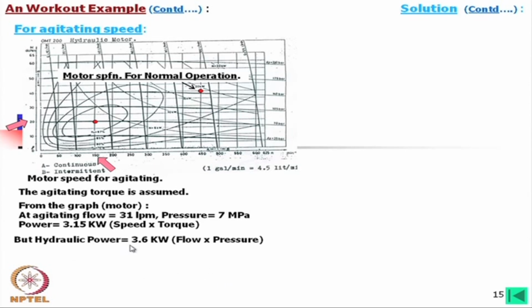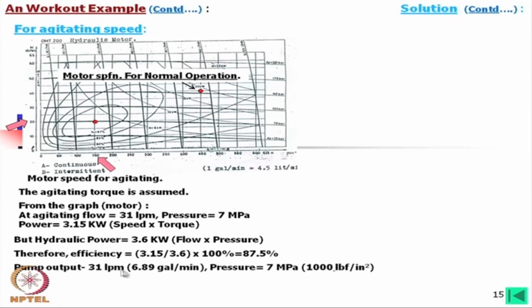But hydraulic power is 3.6 kilowatt, calculating from the flow and pressure term. Therefore, efficiency is around 87.5%. So, within this zone even the efficiency is showing like this, not showing 100%, and this seems to be correct.